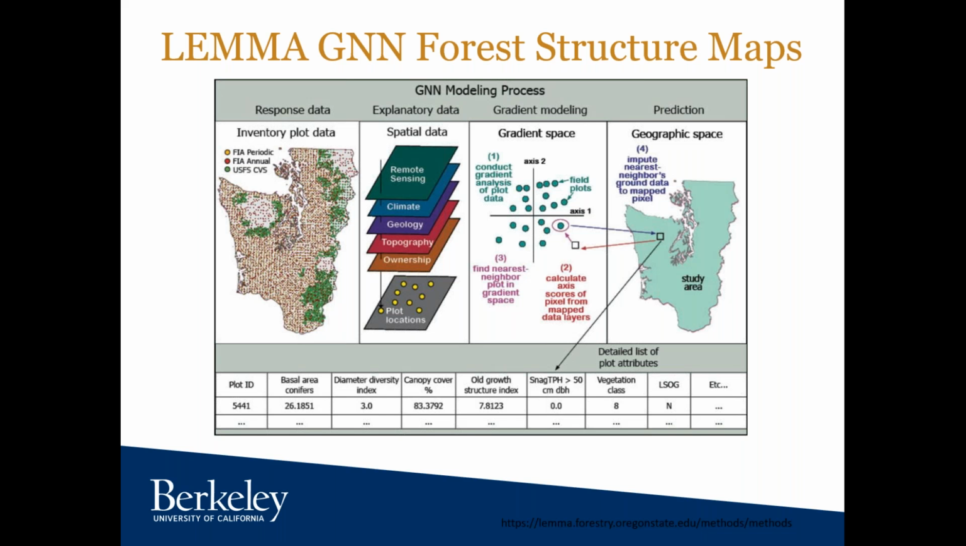So one way to make the data more useful is to combine them with forest structure maps. And the forest structure map that we used is from the Lemma Lab out of Oregon State University. It's called the GNN, or Gradient Nearest Neighbor Forest Structure Map. And this graphic shows how the process works to develop a GNN forest structure map. Basically, they combine plot inventories, so in this case, forest inventory and analysis data, or FIA, with spatial data from remote sensing and some other data sources.